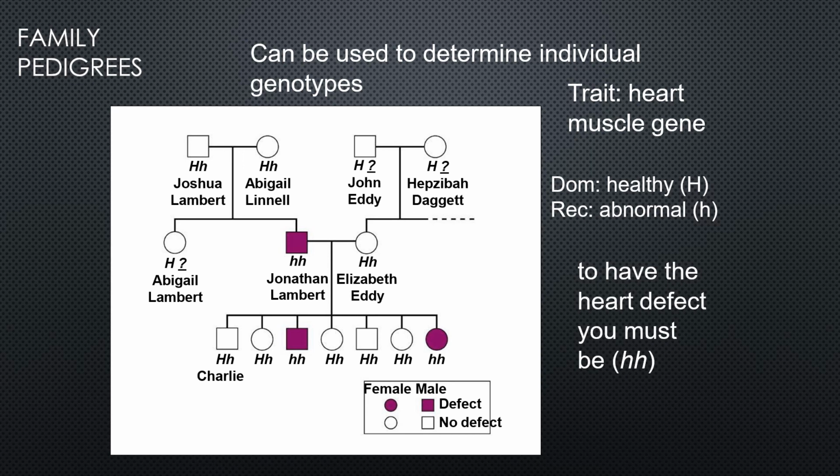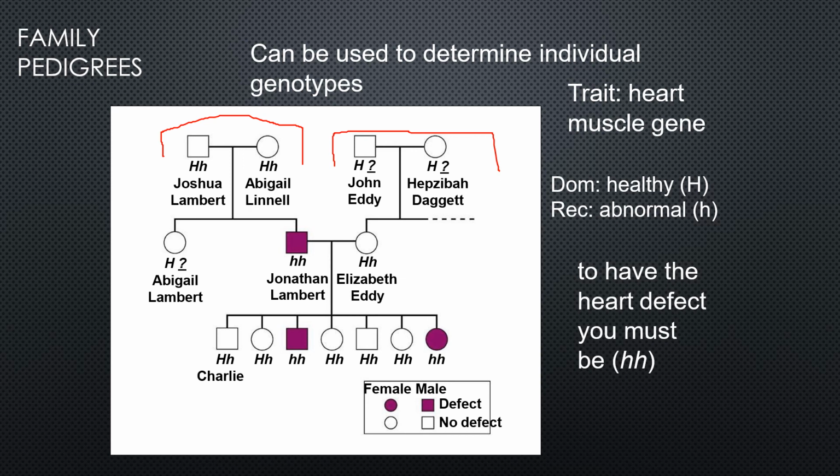So when we start, we know, hang on, sorry, I'm trying to get my pen. So we know that Joshua and Abigail right here have heterozygous alleles for this heart muscle gene. For John and Hepzibah, which is a lovely name, you know she's pretty, we know that they don't display the abnormality. So we know they have at least one dominant allele, and we don't know about the others.